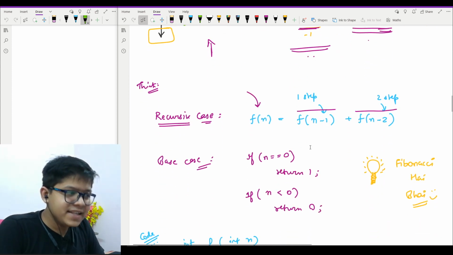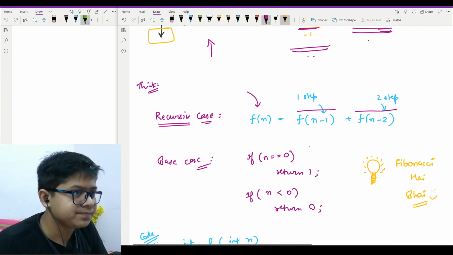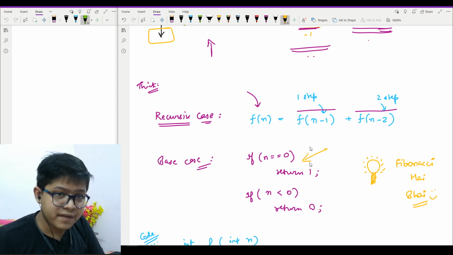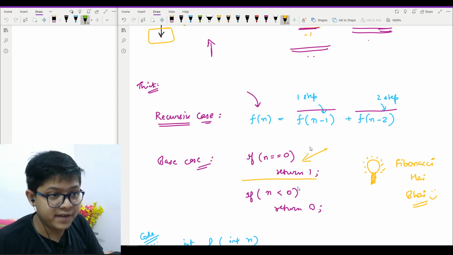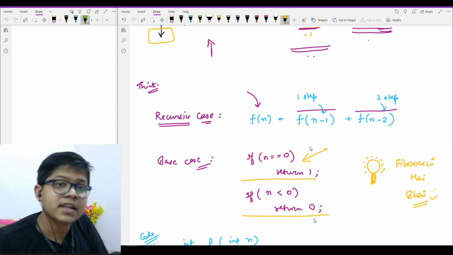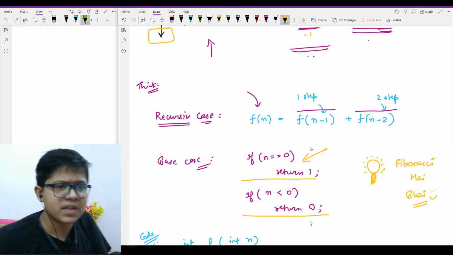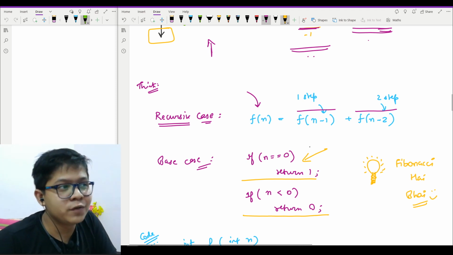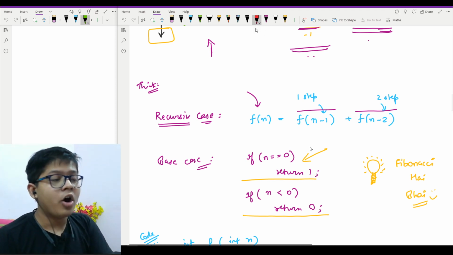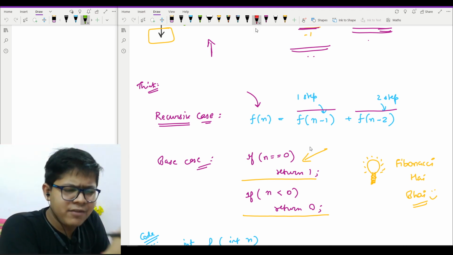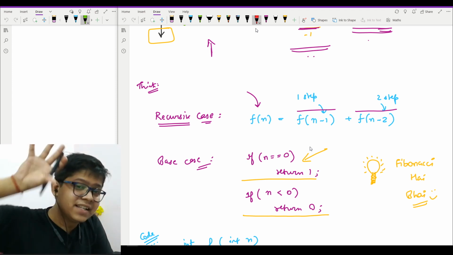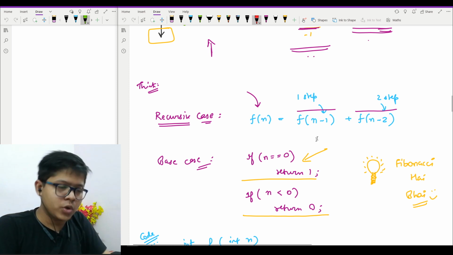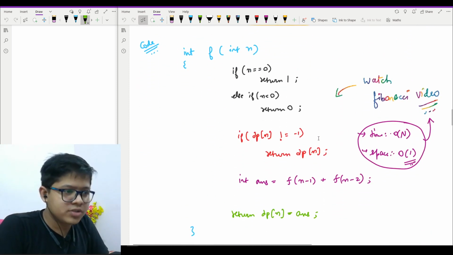Thus, our base case would look something like this. Let me change the color. So it will look something like this: if our n is 0, then I will return 1, and if it is less than 0, then it returns 0. Now you can clearly see that it is exactly similar to the Fibonacci series, and although I am writing here, I will not explain as such, because I explained the whole part of how to write the code in the Fibonacci video. I will just show you the code, and the code looks something like this.